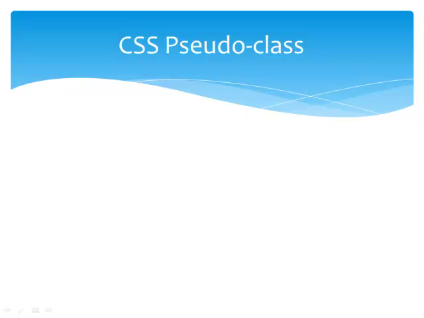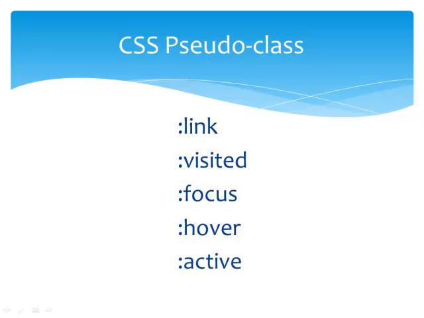The 5 pseudo-classes that can be applied to the anchor element are link, visited, focus, hover, and active. The link pseudo-class is the default state for a hyperlink that has not been clicked. The visited pseudo-class is the default state of a hyperlink that has been clicked. The focus pseudo-class is triggered when the hyperlink has keyboard focus. This typically occurs when the user presses the Tab key to move from hyperlink to hyperlink on a web page.